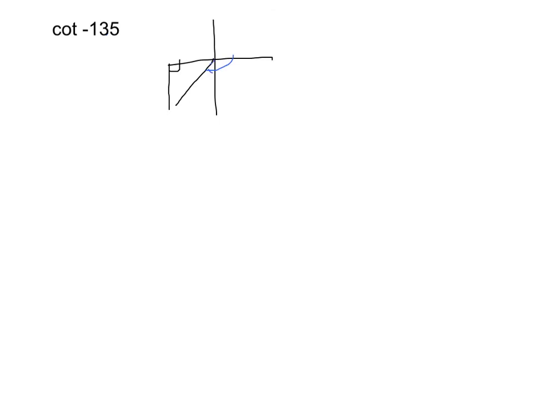So I need to find my reference angle. My reference angle in between that 135 and that 180, that angle is going to be 45 degrees. So I can still figure out this triangle, except this time, instead of being 30, 60, 90, this triangle is going to be 45, 45, 90.